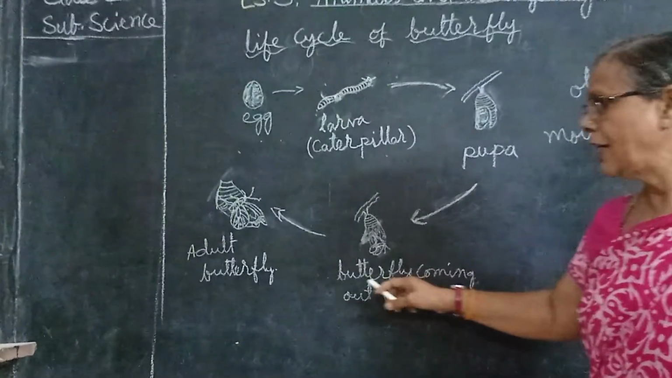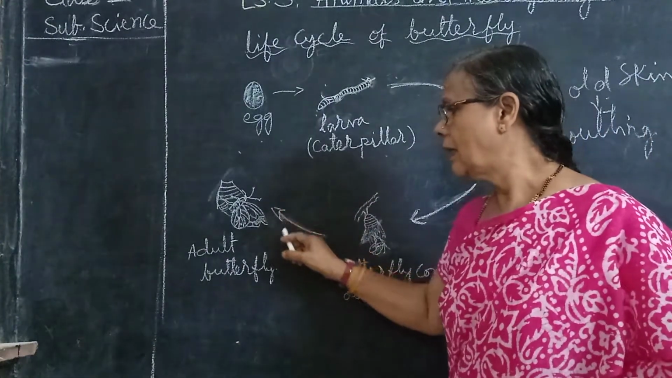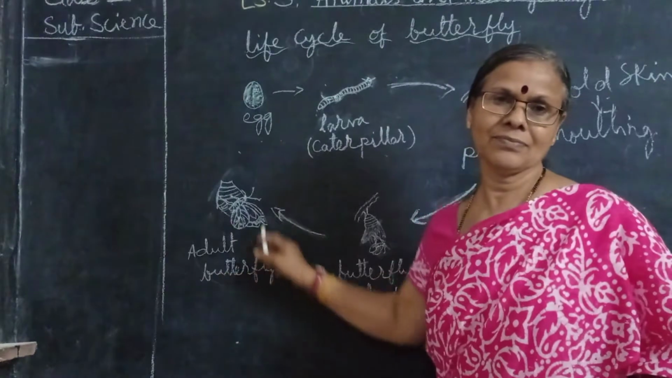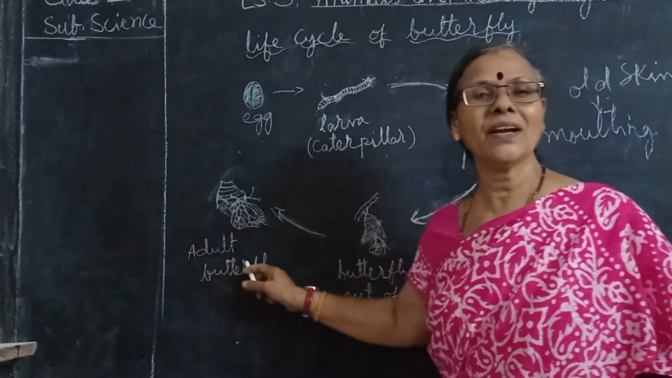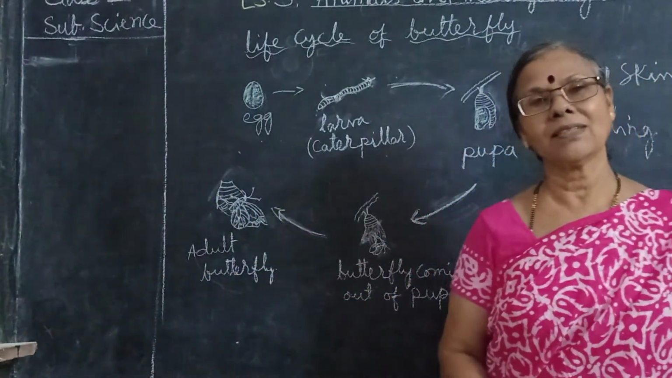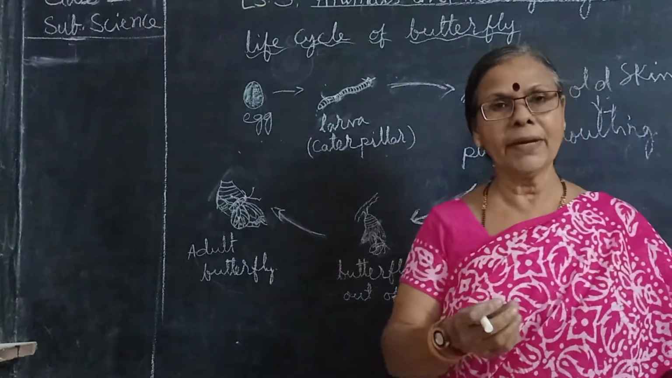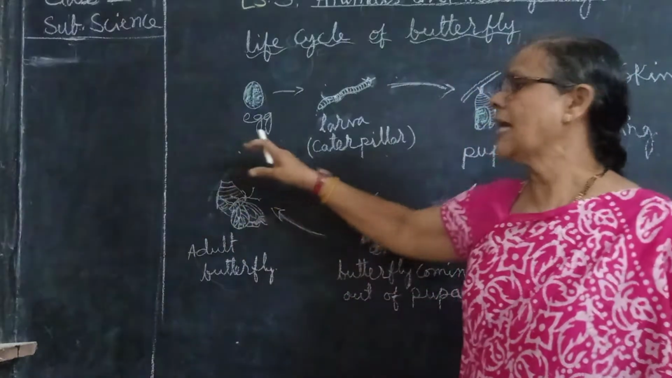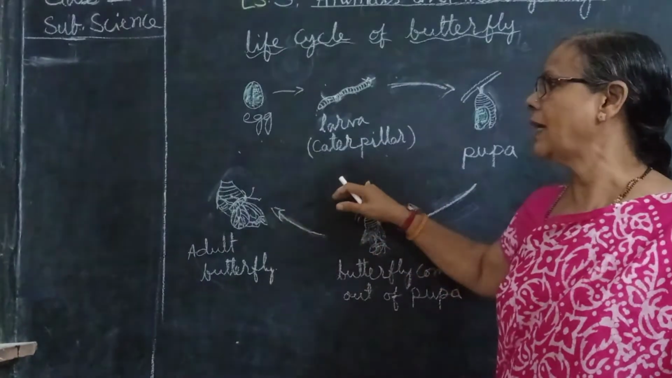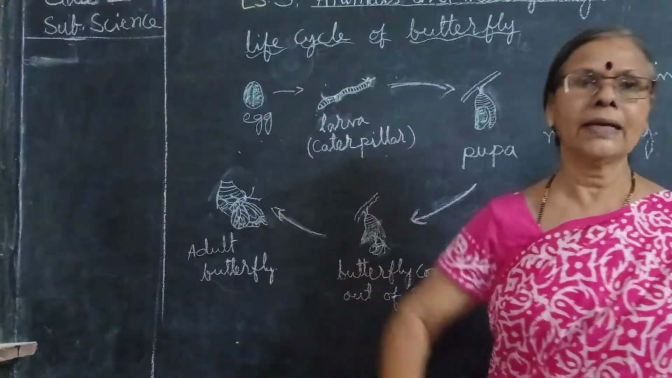Have you understood? You can see it develops into an adult butterfly and flies away. How nicely these colorful butterflies fly among the colorful flowers. You might have seen this many times. But this is the life cycle of a butterfly. Once again, I'll explain it to you.